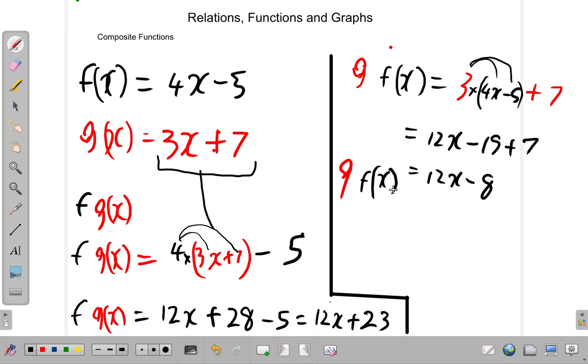I hope that's what you got when you worked it out. Alright? So this was an example, a specific example of calculating two composite functions.